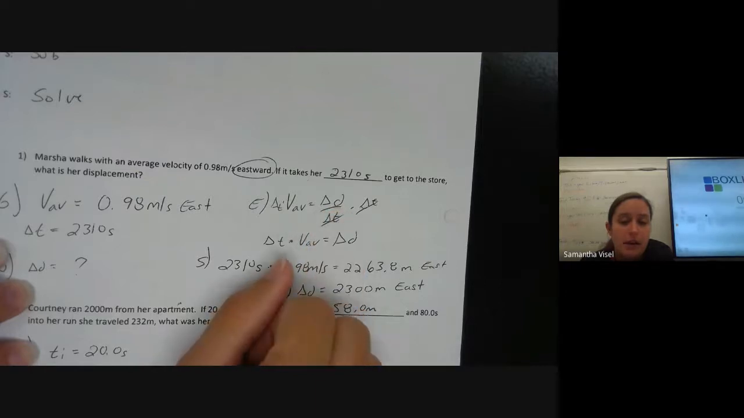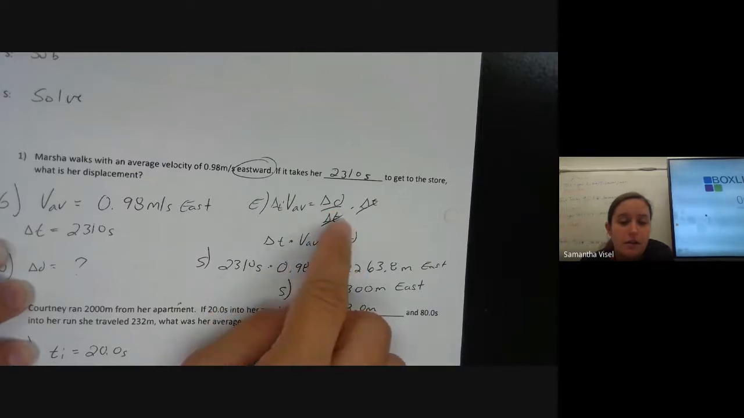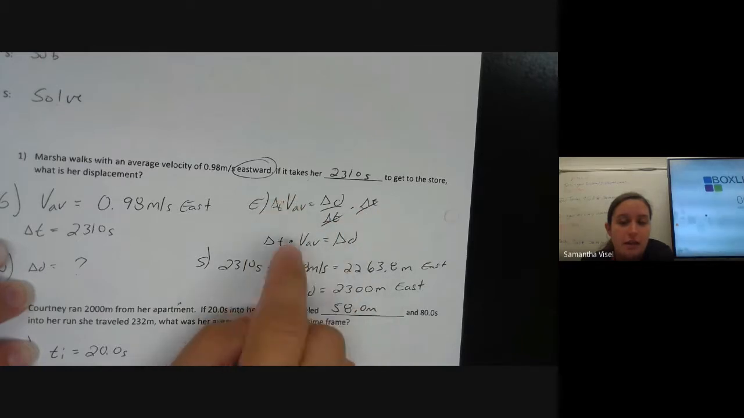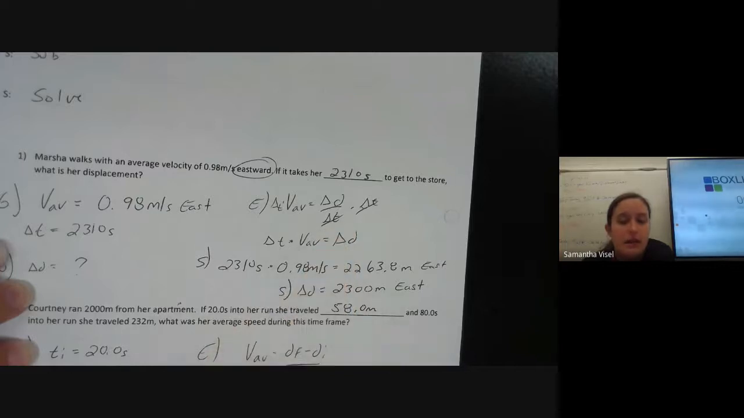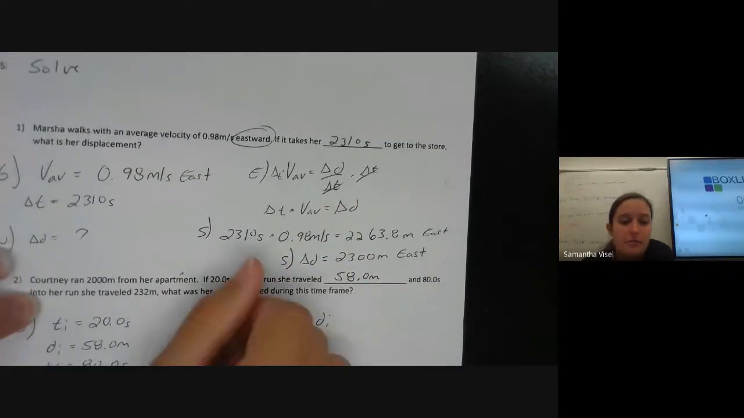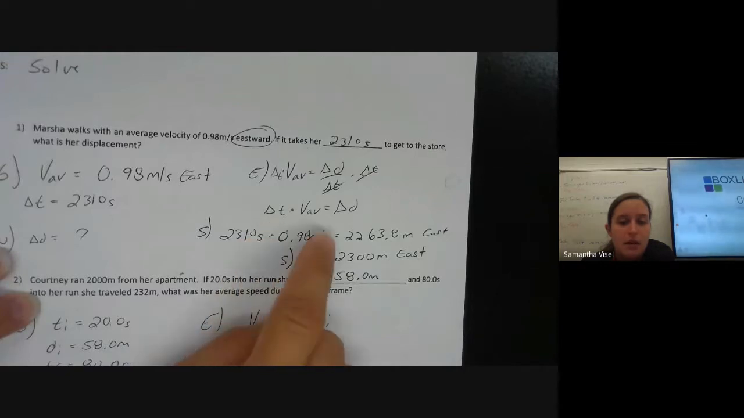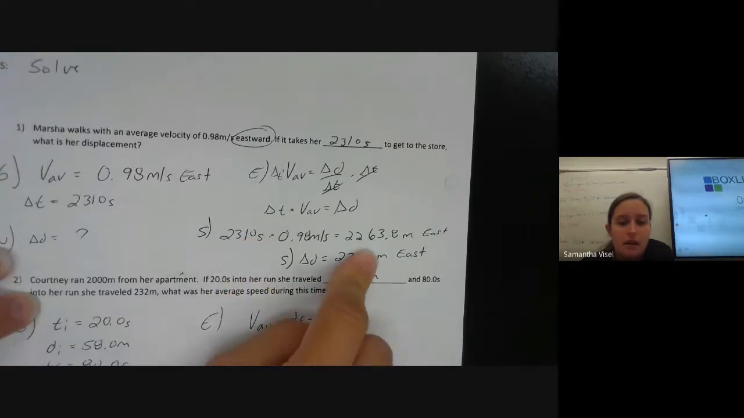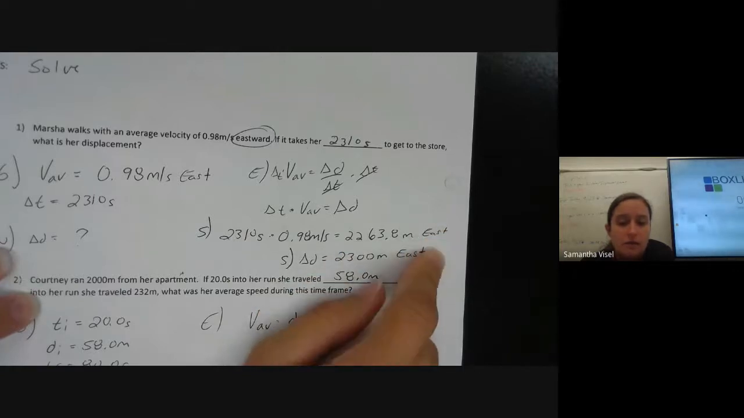So first step, fractions are gross, get rid of the fraction. So times t on both sides, get t times v equals d. D is by itself now. So now I can sub in my numbers. So 2,310 for t, 0.98 for v. Plug that into my calculator, get 2,263.8 meters per second eastward.